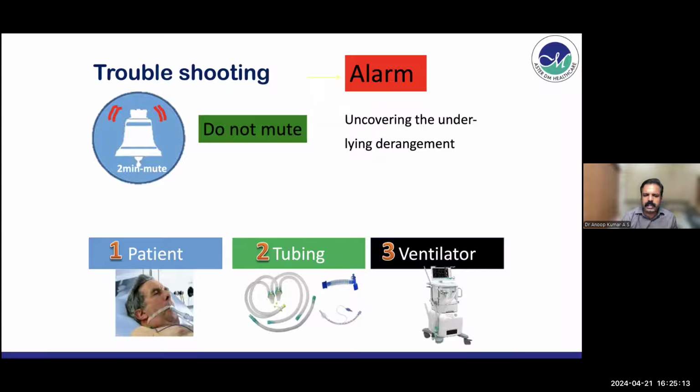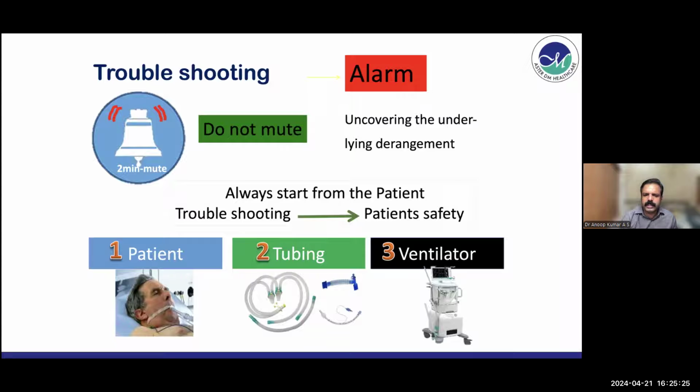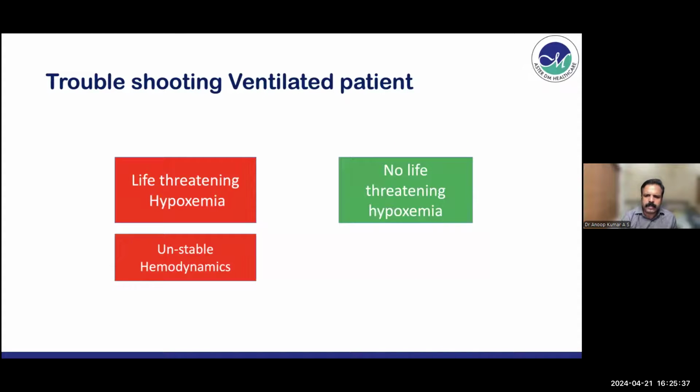So you have to always start from the patient. See that the patient is stable and oxygenation and hemodynamics are maintained. Then see the tubings, that there is no disconnection, dislodgement, or kinking. And then come to the ventilator and see what the basic issue is. You always have to start from the patient, and patient safety is the most important thing whenever you are troubleshooting any alarm.